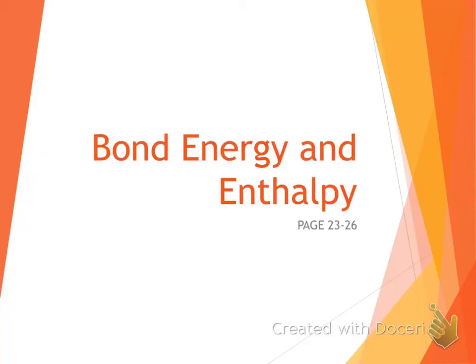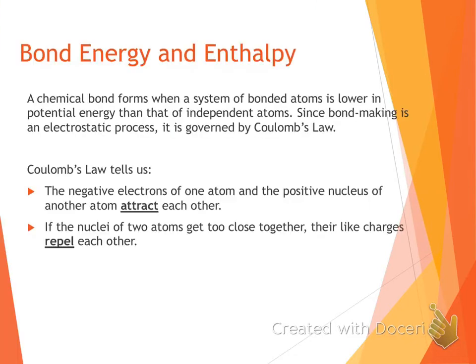Hello, in this video we are talking about bond energy and how we can use it to calculate the enthalpy of a reaction. These notes can be found on page 23 through 26 in your book. Chemical bonds form to lower the overall potential energy of a system. So the potential energy of bonded atoms is lower than that of the independent atoms.